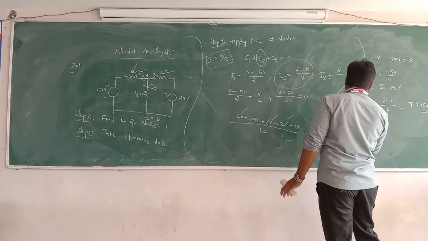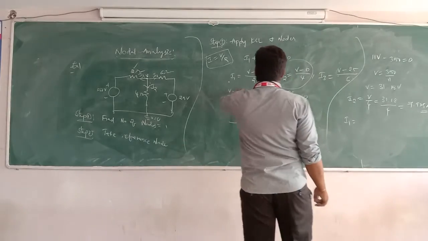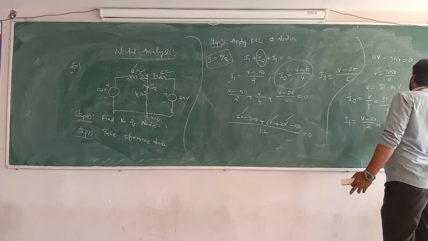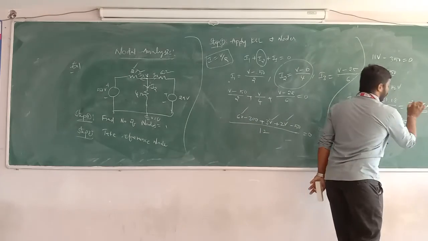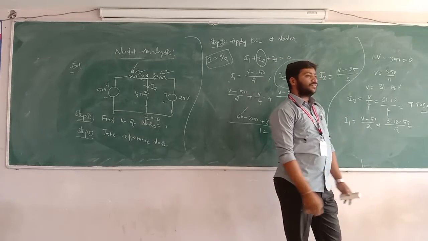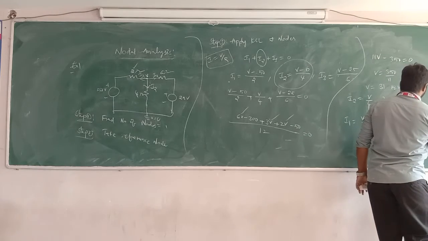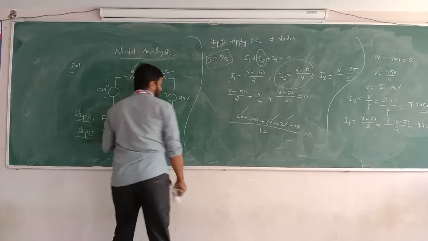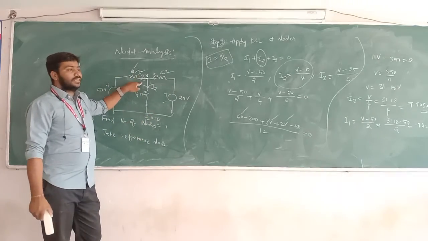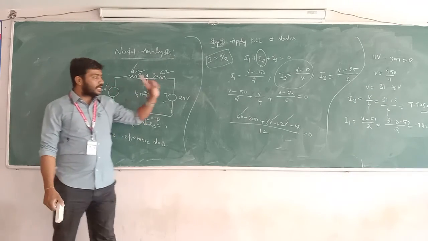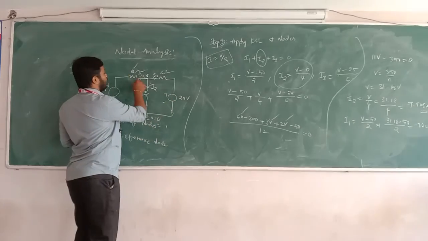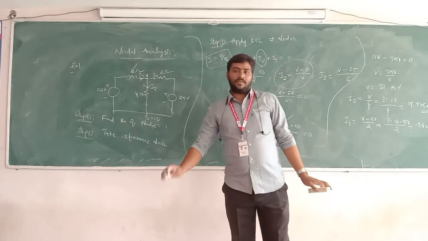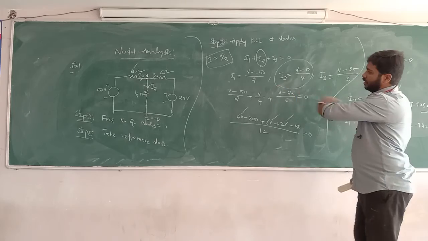If suppose I want to find I1, then how can I find the I1? We have the formula I1 is equal to V minus 50 by 2. V is 31.18, so 31.18 minus 50 divided by 2, how much is it? Minus 9.42 amperes. So that minus means what? We assumed that the current is leaving from the node, but we got the negative. That means it is not leaving from the node, it is entering into the node. So the I1 is 9.42 amperes entering. Like that we can find I3 and all the things whatever we need.